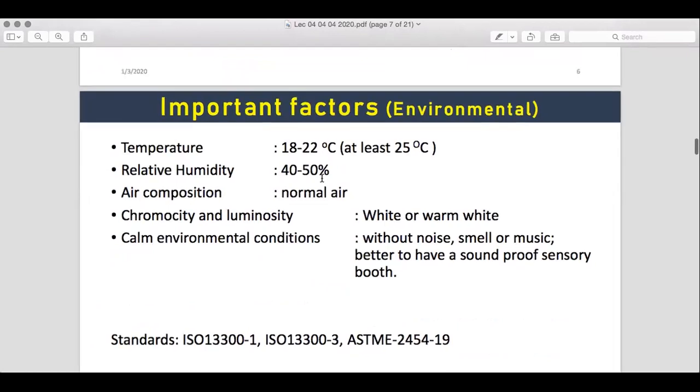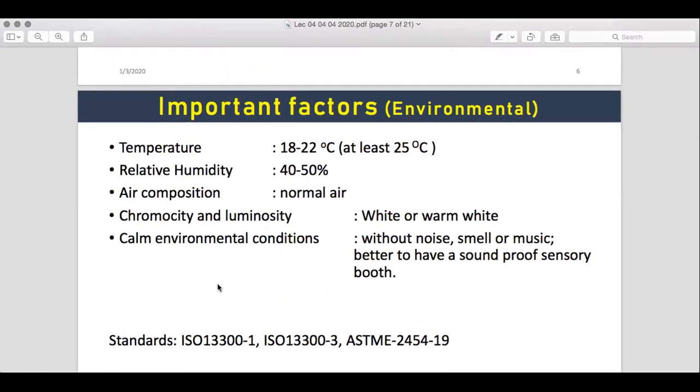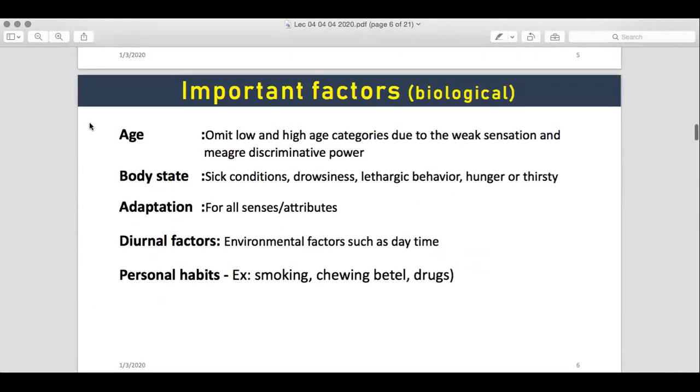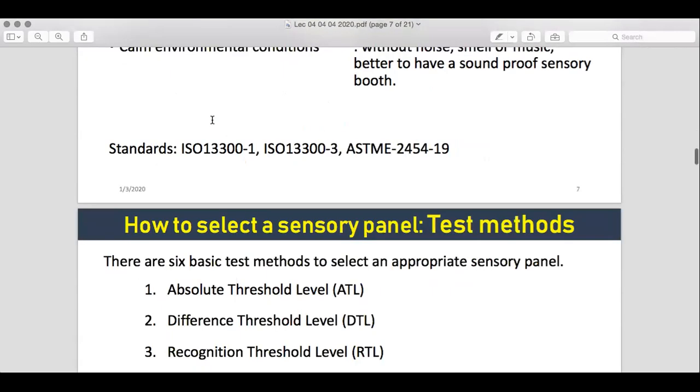And inside the place where we are going to conduct the sensory, the temperature, the recommended temperature according to the ISO and ASTM standards, you can see what is the relative humidity, light luminosity, and environmental conditions. These factors should be very important. When you are starting your thesis or project report, if it is a sensory analysis, you have to measure all these factors. If you use people, then panel members' age and their body status, BMI value, all these factors should be mentioned.